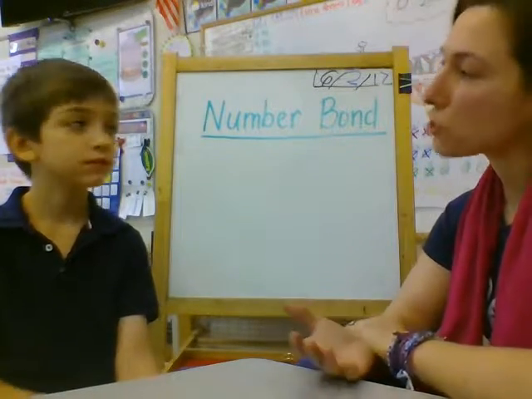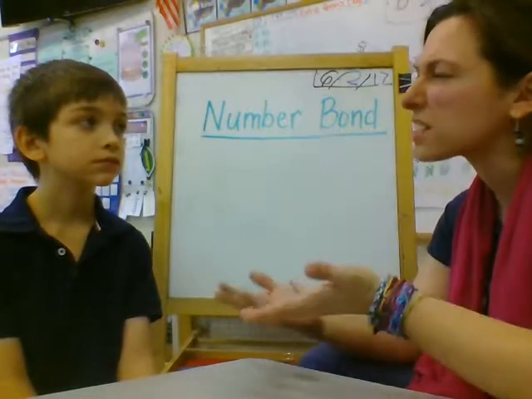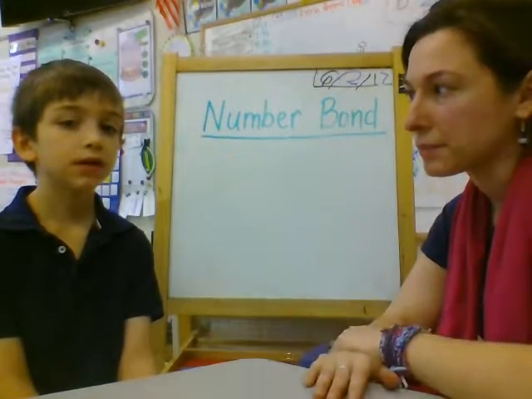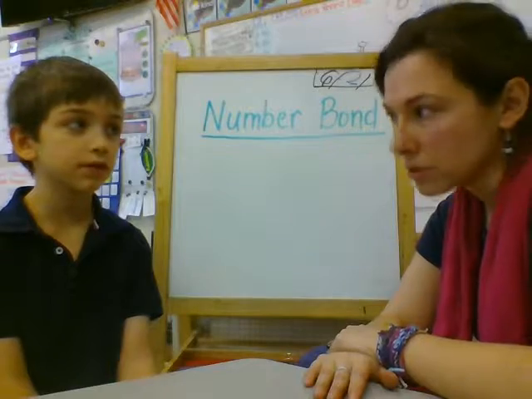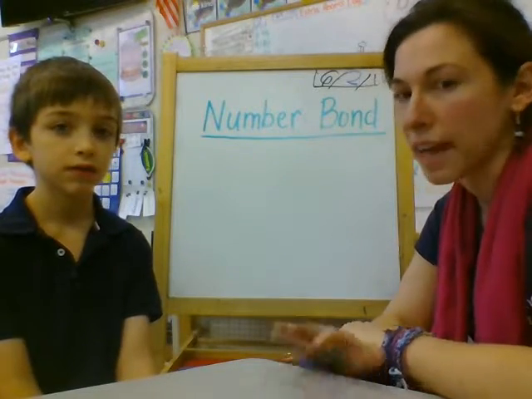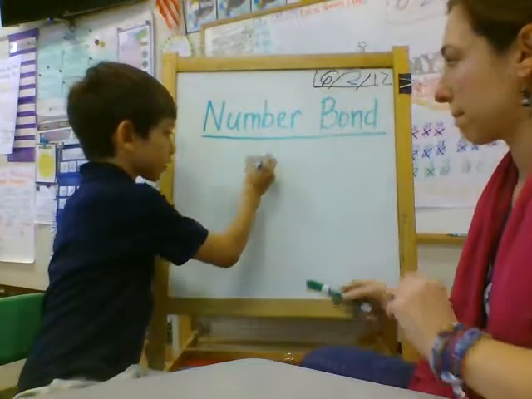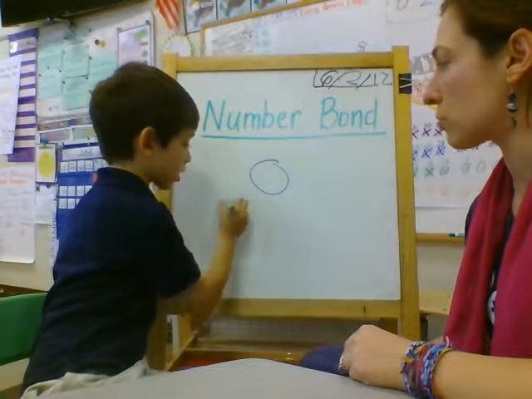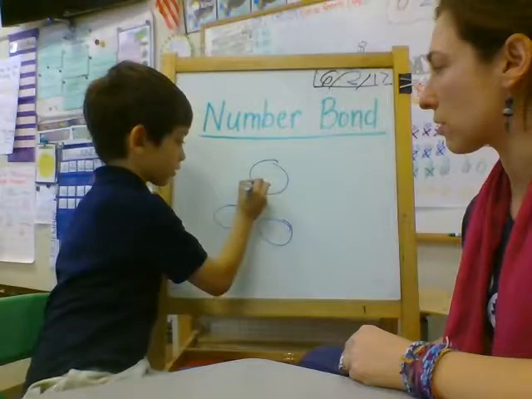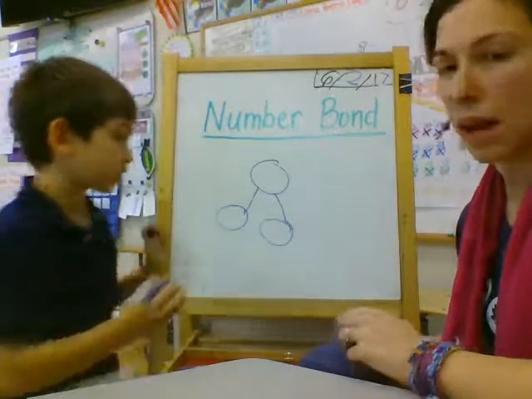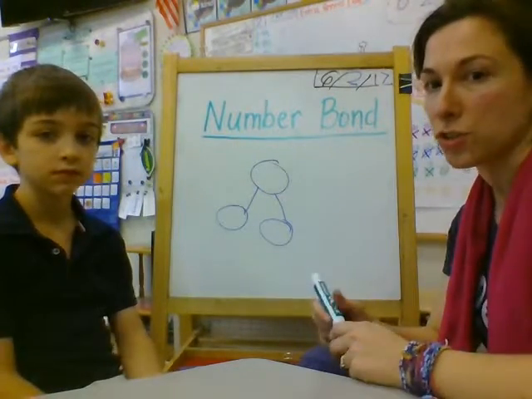So Andrash, let's start with the shape of a number bond. What does a number bond look like? Three circles and two lines. Can you draw that for me? Can I see what that looks like? Okay, there's 1 circle, 2 circles, 3 circles, 1 line, 2 lines. Excellent. So this is one way to draw a number bond.